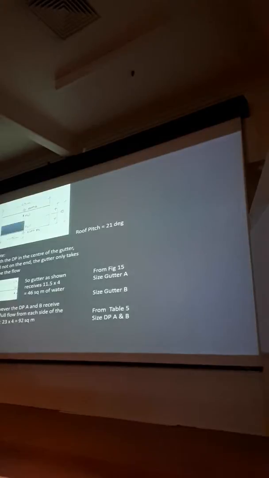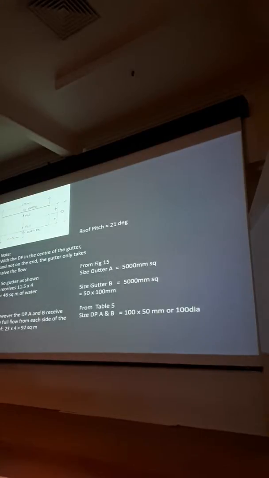So from that particular table, let's go through all this again. Here we go. So from figure 15, gutter size A is 5,000. I would have made it a little bit more than that. I would have read that as 5,000. And gutter size B is 5,000. Okay. So, however, the downpipe and the flow receive the full. Okay, so the downpipes are. Oh, I see what it means. So from table 5, the downpipe A and B.